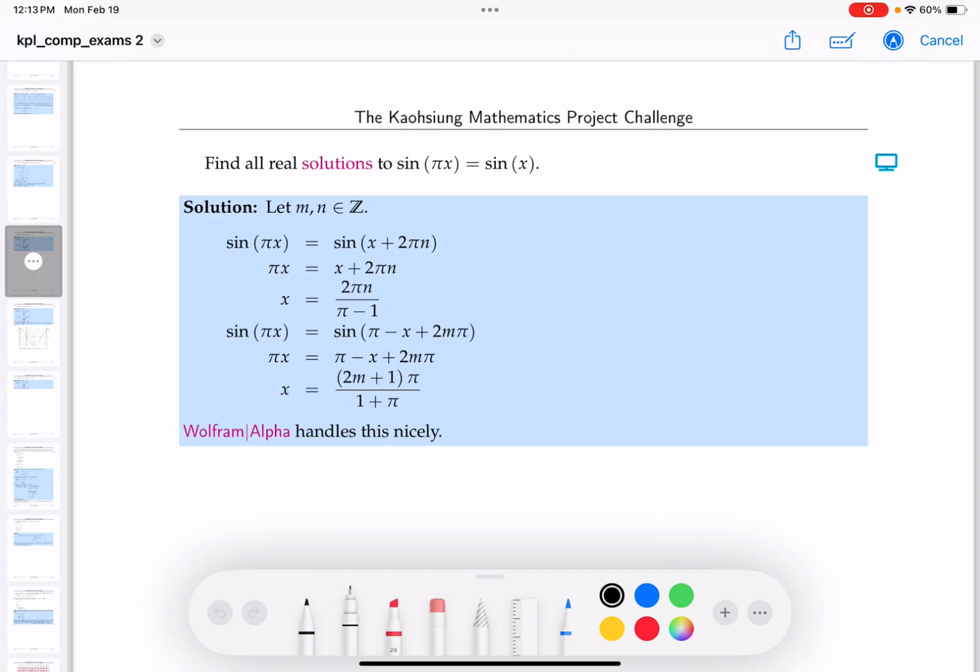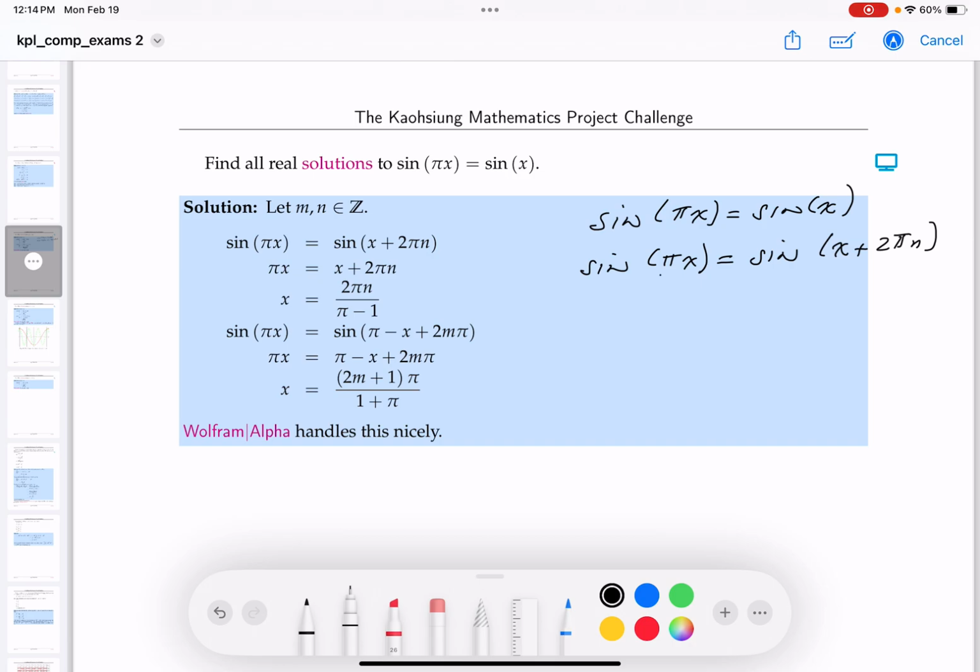Okay, let's walk through the problem. We're given something pretty unusual here: sine of pi x is equal to sine of x. One thing we know is that there's going to be a period to this. So the first thing I'm going to say is that sine repeats itself every 2 pi n.